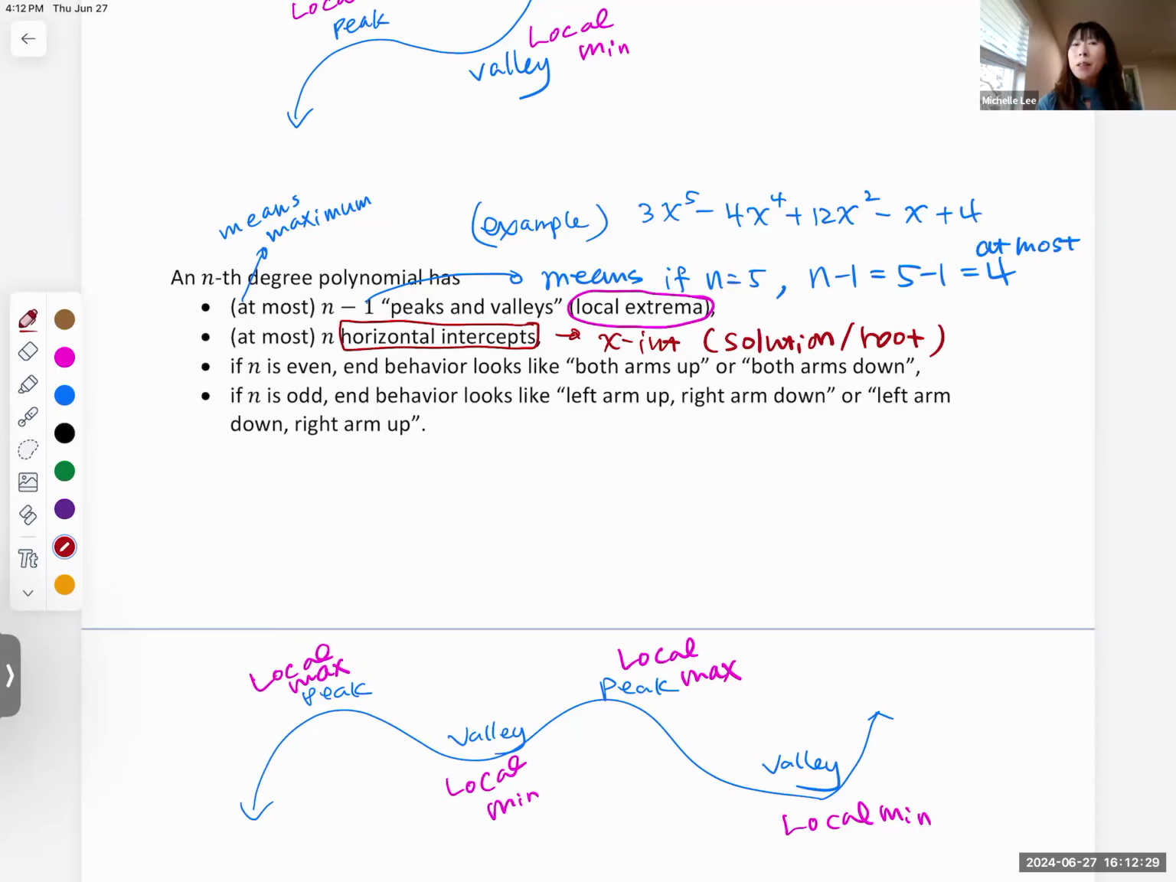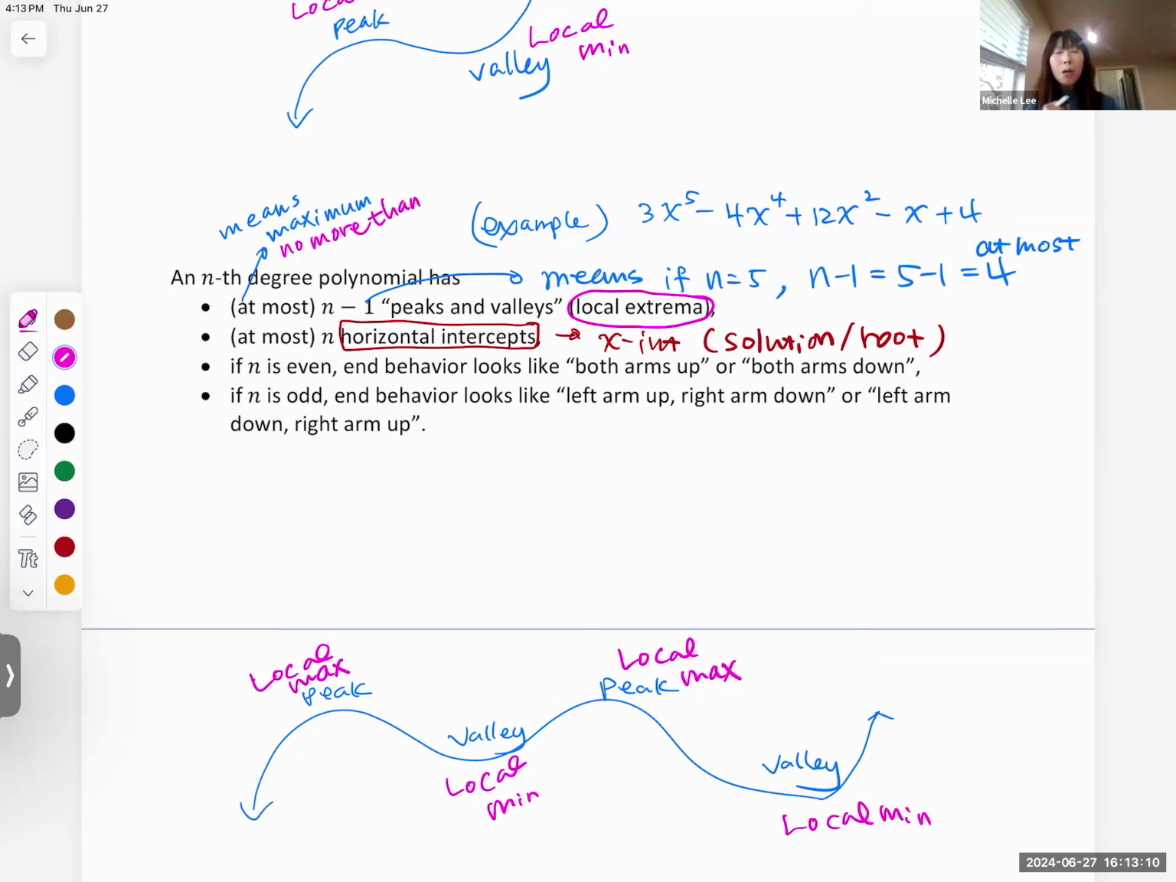Okay, in that case, an nth degree polynomial has at most n horizontal x-intercepts and solutions, right? So in our example here, 3x to the fifth, that means there are at most 5 x-intercepts, 5 solutions, 5 roots, the maximum we can have. We cannot have more than 5, right? So maximum, no more than.